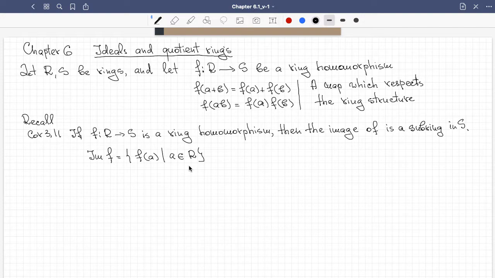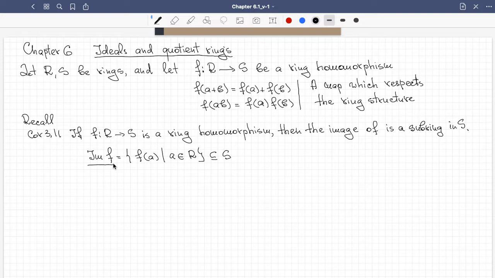Besides the image, and clearly image is a subset in S, the corollary claims that this is not merely a subset but a subring. This is a typical notation for image, although the book does not use it. I will use this sort of notation from time to time.